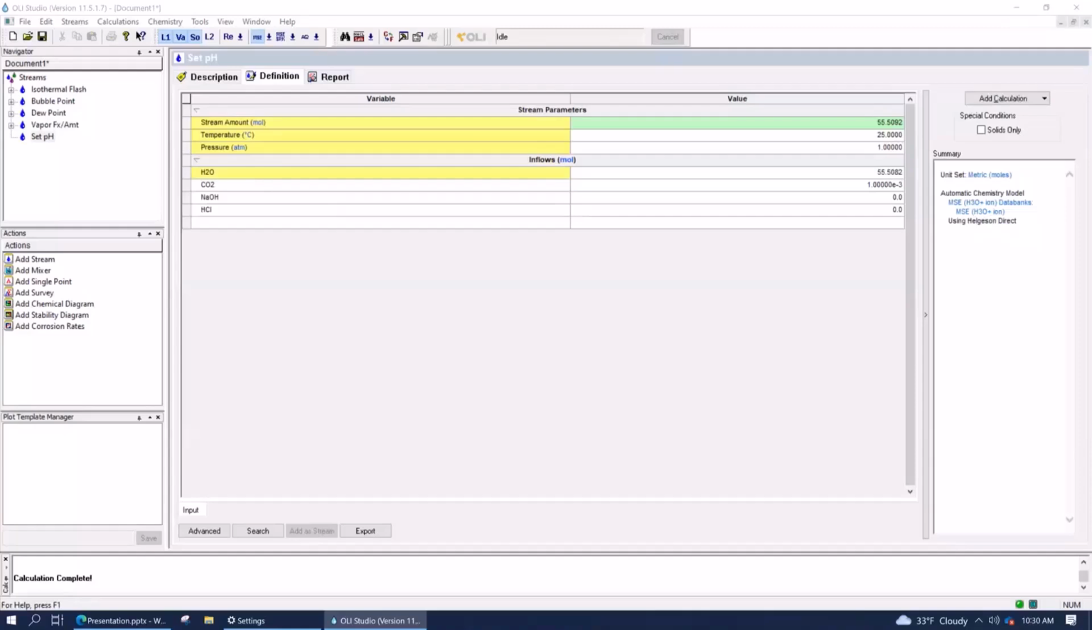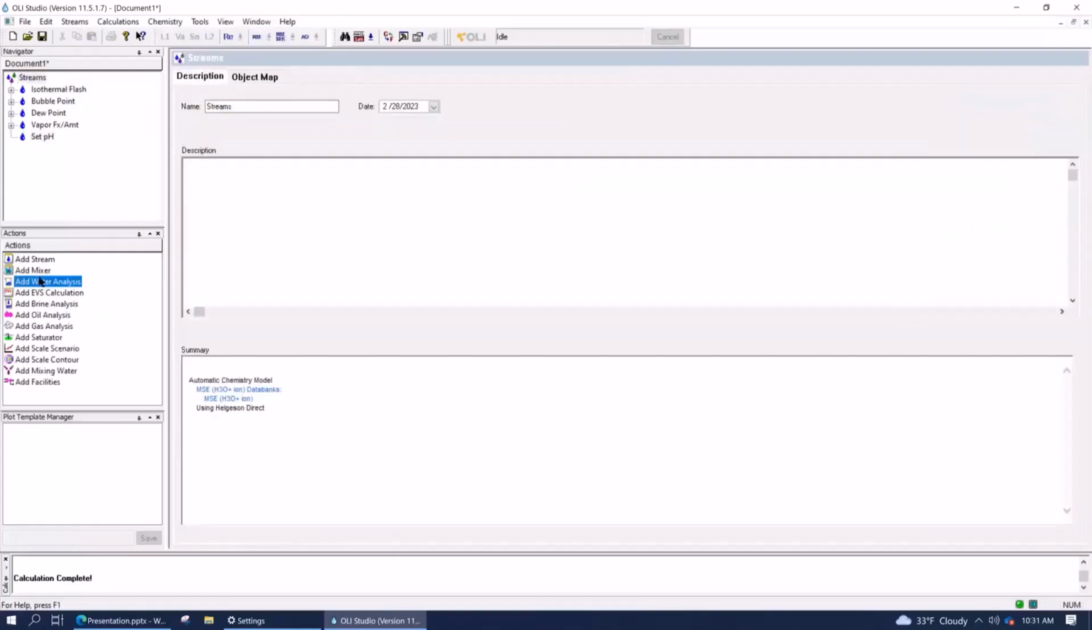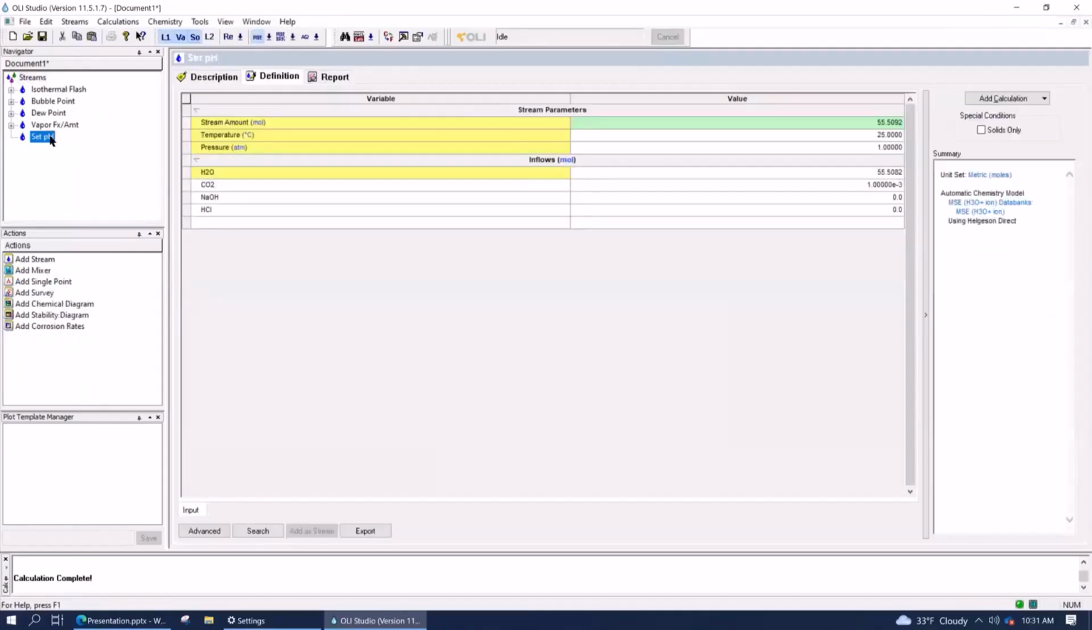Okay, so let's do this. Let's go ahead and add a single point calculation. Chapter 2 is all about single point calculations. When we get to surveys, we'll be in chapter 3. When we get to chemical diagrams, we actually don't have a chapter for that. That's kind of like a custom training class. Stability diagrams are chapter 6. Corrosion rates are chapter 7. So in this course, we're doing chapter 2, chapter 3, and then when we get to it, chapter 4 with the water analysis and chapter 5 with the mixer. So there's a procedure that we're following here.